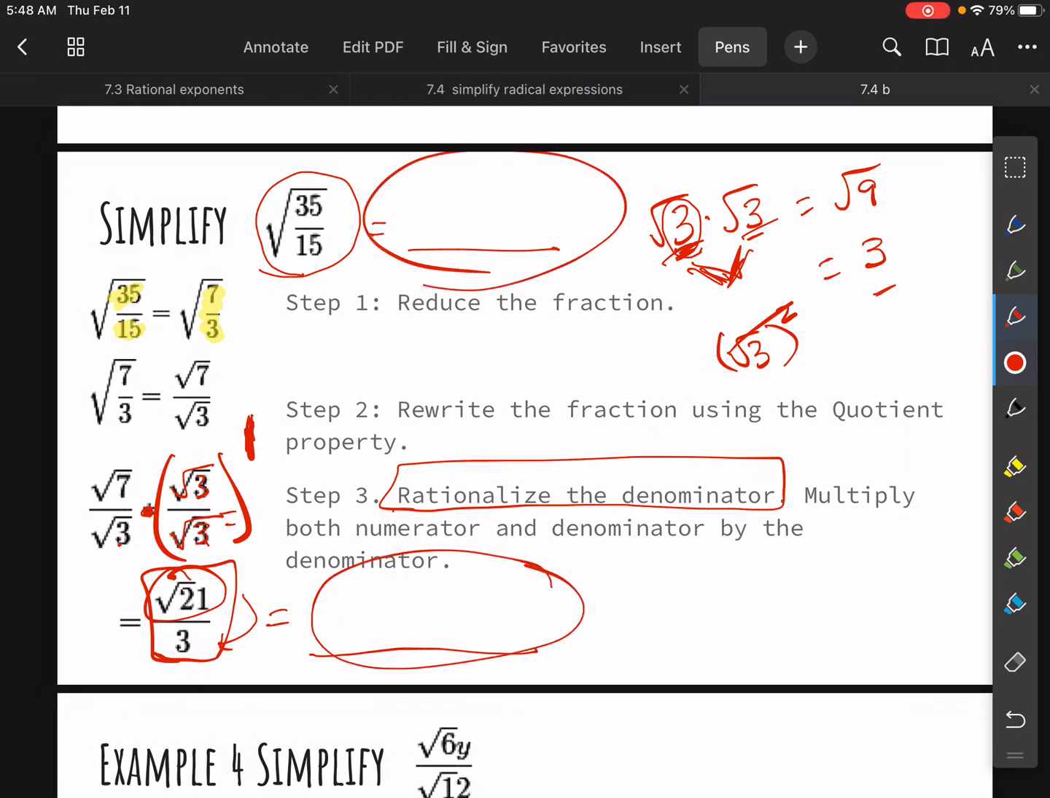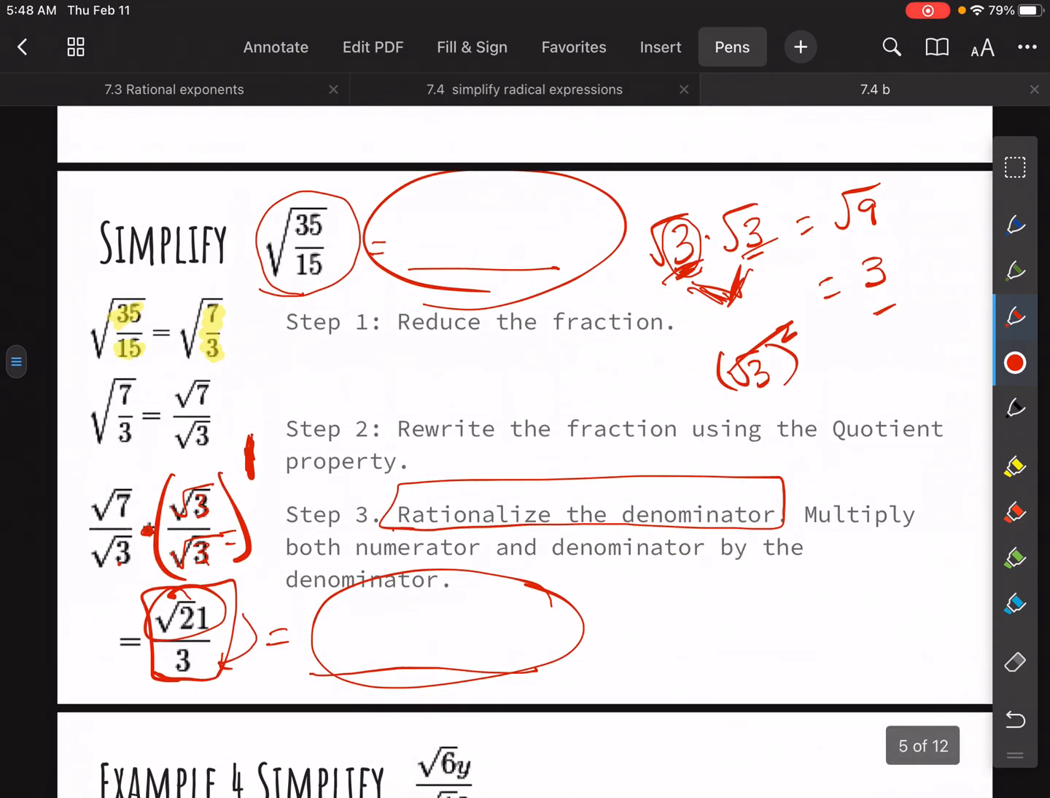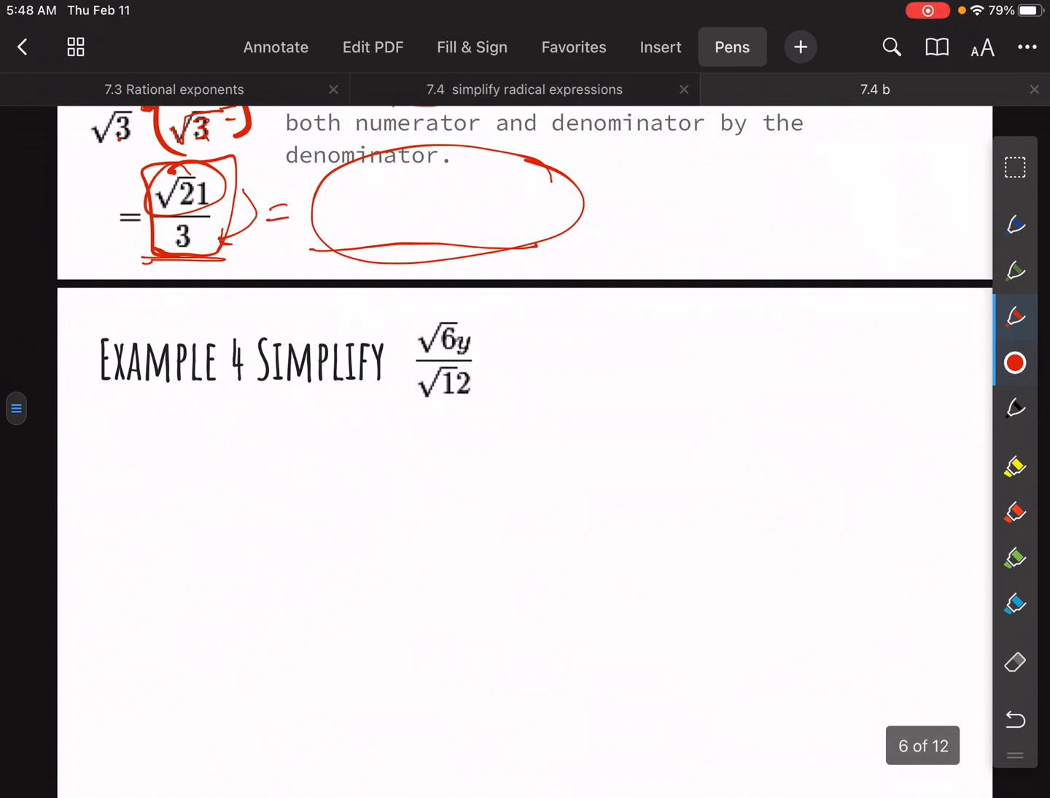So there's a nice way to check your answer. You just plug it into your calculator and you should be able to get the same decimal. But do not give me any decimals for your homework. We're focusing on keeping things in radical form because that's important later.